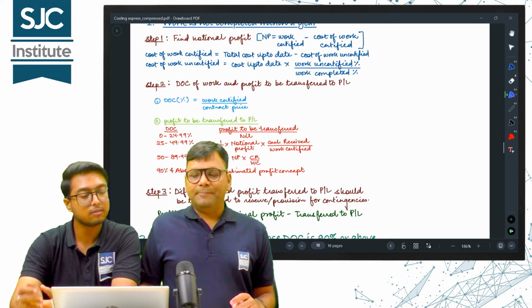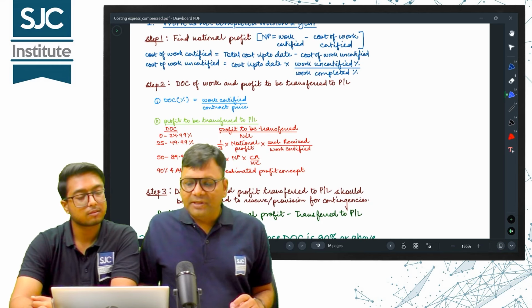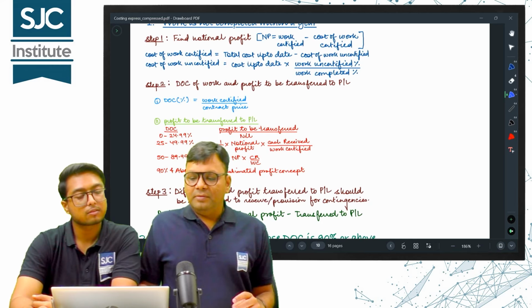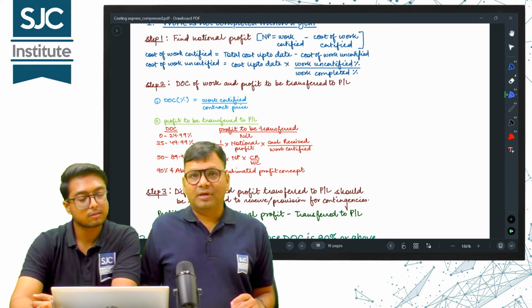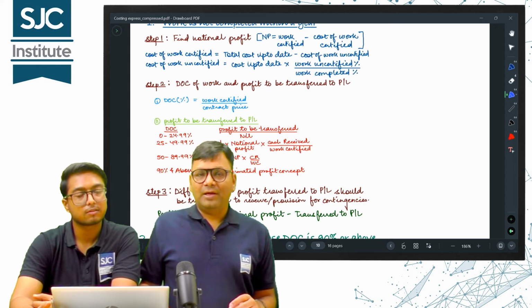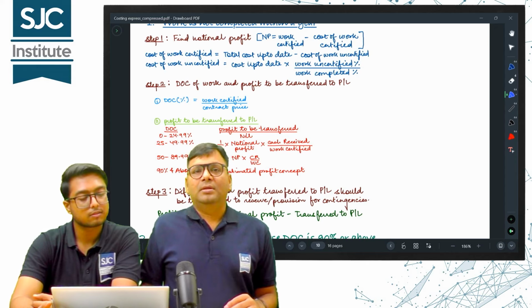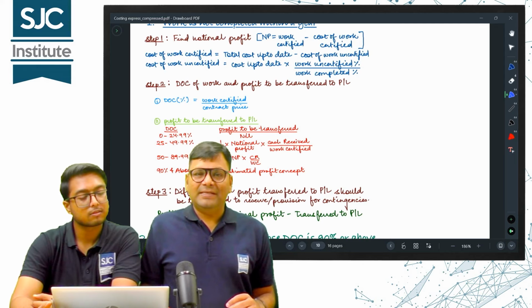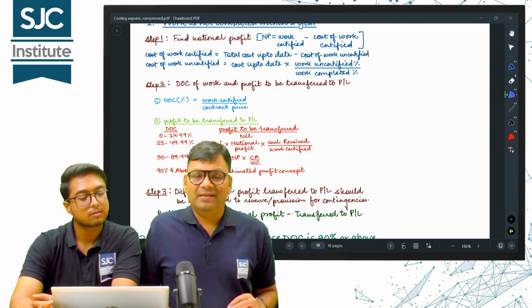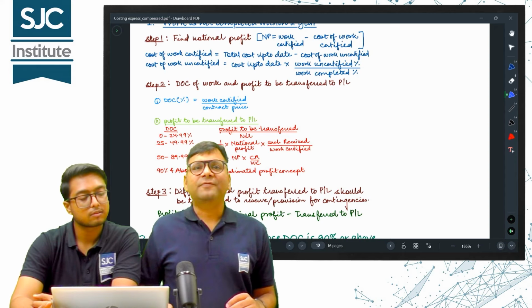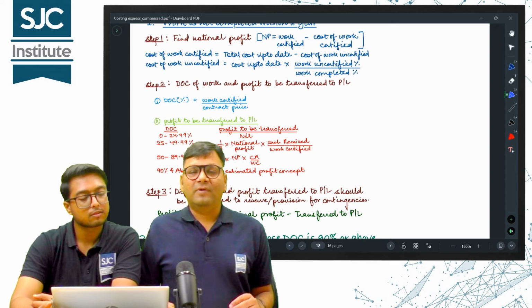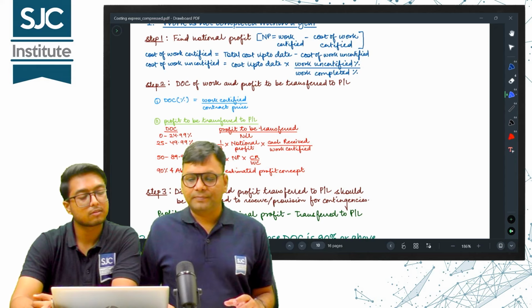Step 2 is to find out degree of completion of work, and then based on that we derive the profit to be transferred to PL. To find out degree of completion of work, we take architect's certificate. So whatever architect says, that is only considered as work completed. So if work completed percentage is given to you as certified by the architect, then just take that. Or if work certified is given in the form of amount, then divide it by contract price to find out degree of completion in the form of percentage.